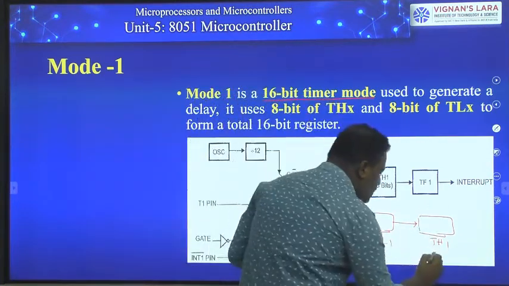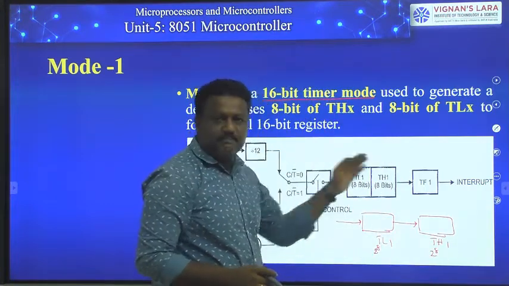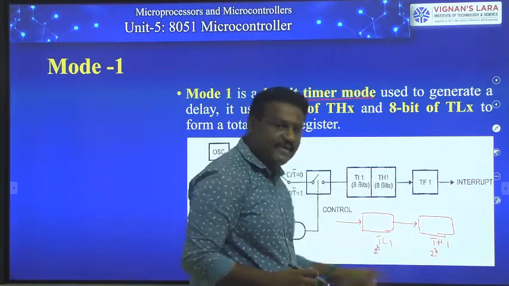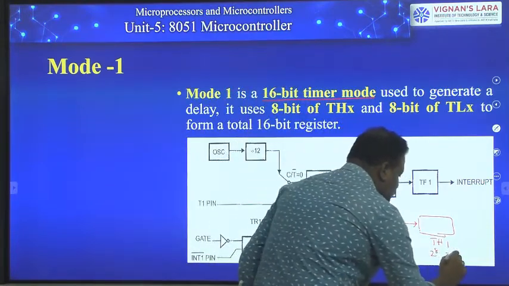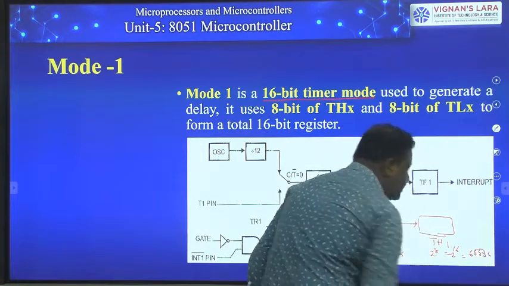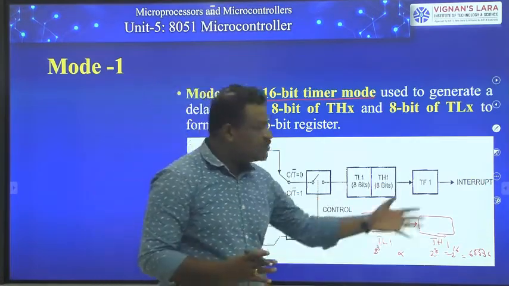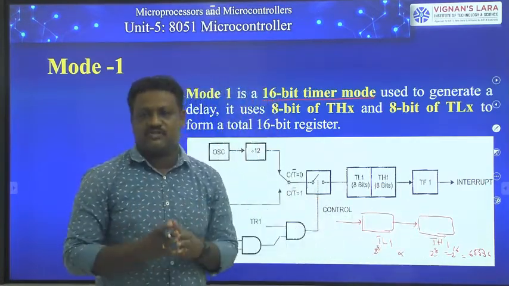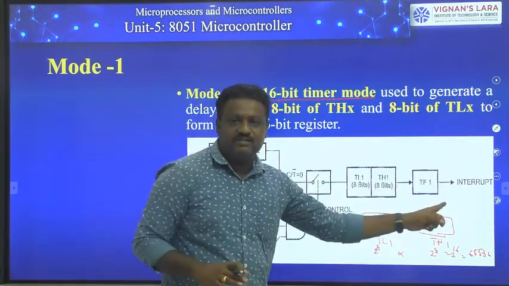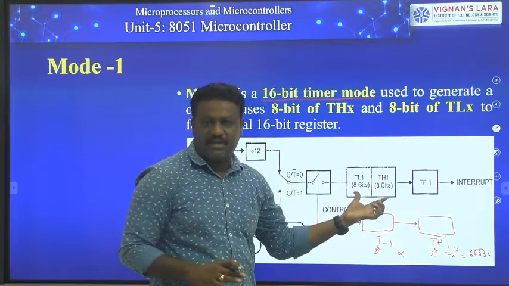Then again it will count another 2 power 8 clock pulses. The total number of clock pulses we count in this mode 1 operation is 2 power 8 into 2 power 8, which is equal to 2 power 16, that is 65,536. That means for every 65,536 clock pulses, this timer will generate overflow condition, TF1. Here I was using timer 1.